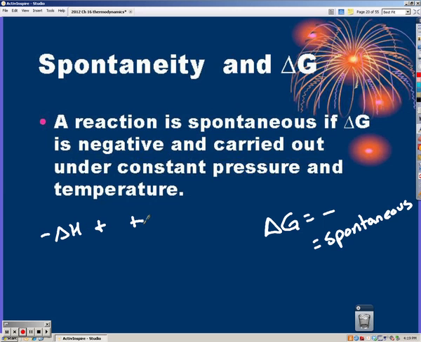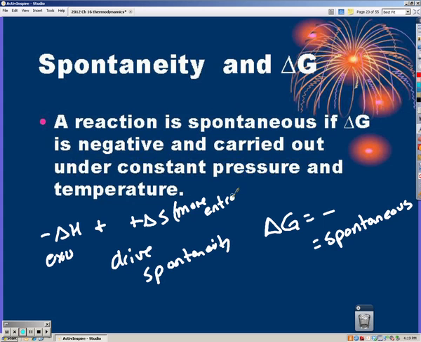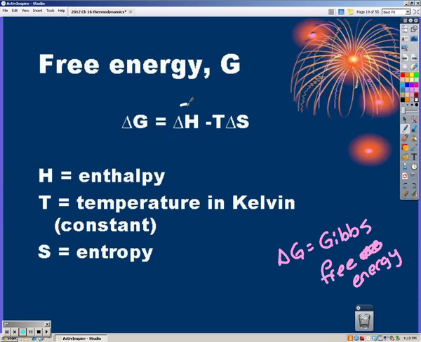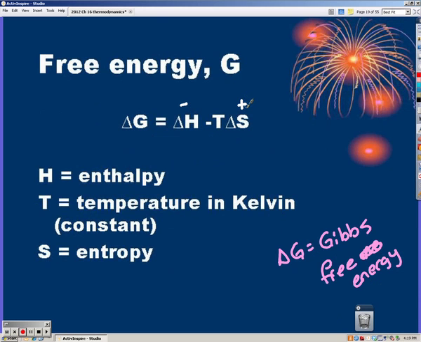The two things that lead to delta G being negative or spontaneous is you want a negative delta H, or an exothermic reaction, and you want an increase in entropy or a positive delta S. Those two things drive spontaneity. If you look at this equation, if delta H is negative and delta S is positive, that leads to delta G being negative, regardless of the temperature.